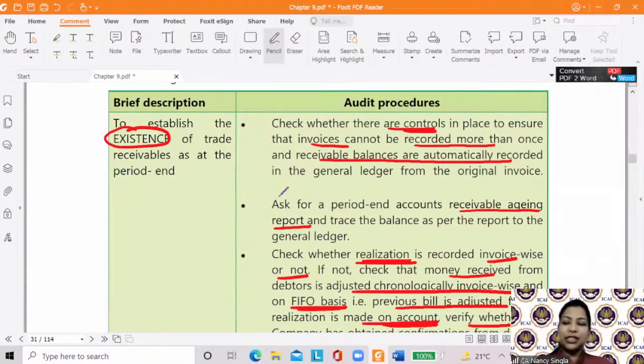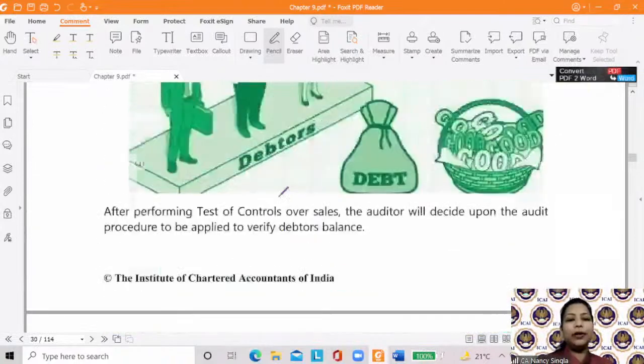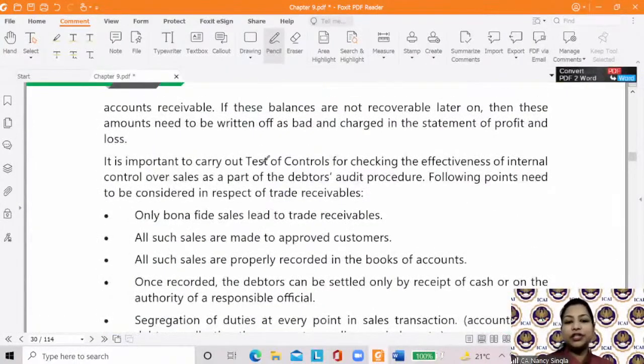With respect to existence we have seen. What is written in the upper paragraph? It is mentioned that test of control has to be seen with respect to sales, as a part of the debtors audit procedure. Students are saying, Tanu is saying, ma'am, it is easy but lengthy. I started my class by saying this only, that it is 104 pages, but believe me, very scoring and very easy.